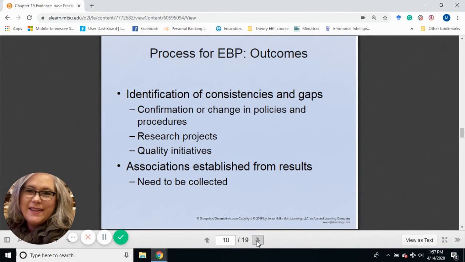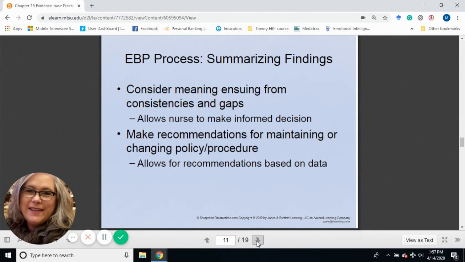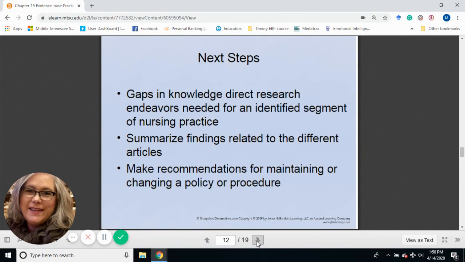We need to see what is collected. What do we need to be collected? What is irrelevant or can we leave off? Then we've got to summarize our findings, make recommendations. How do we affect change to implement the outcome of our evidence-based practice? What is our best practice? And then look at the gaps, summarize the findings, make recommendations for changing the policy or procedure or our quality improvement. So these kind of almost say the same thing.